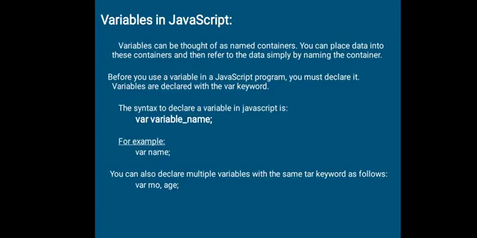We can also declare more than one variable in a single statement. If there are multiple variables, the general form will be var variable1, variable2, variable3 and so on. We can declare n number of variables. In this example, we have declared two variables, RNO (roll number) and age.